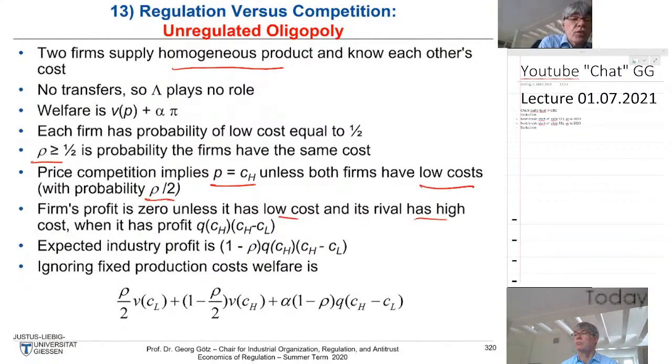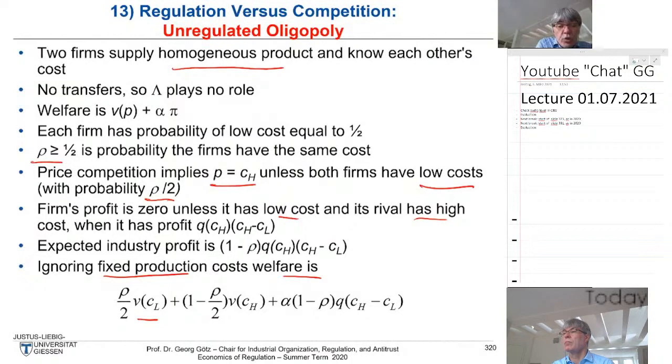And ignoring fixed cost of production, and this is of course a very important assumption, because after all we are in network industries where sunk and fixed costs are very, very important. If we ignore these fixed costs, our welfare is just the following. And here you see again our probabilities. With probability rho, both firms have the same cost, and with probability 1/2, it will be low cost. So rho over 2 gives us a price equal to CL, and therefore we get the respective net consumer surplus.